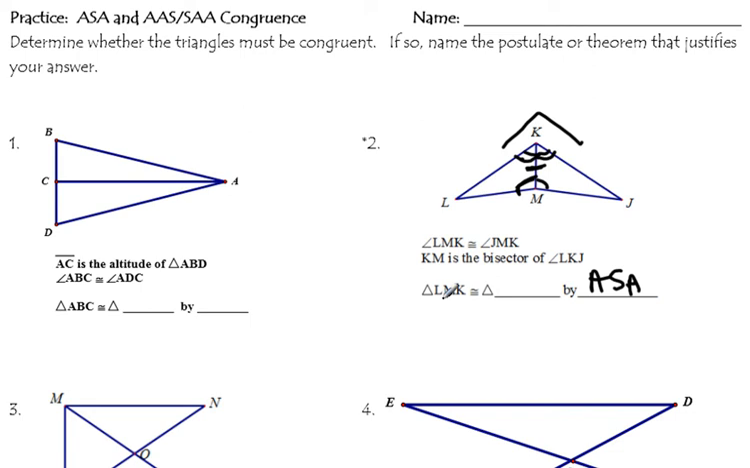And my congruency statement. L has nothing here, so it matches with J. M has one arc, so it matches with the other M. And K has two arcs, so it matches with the other K.